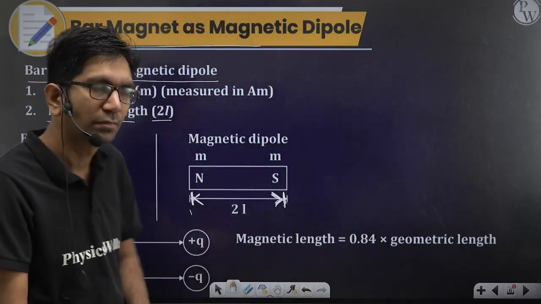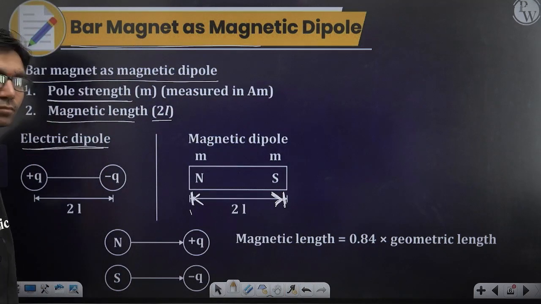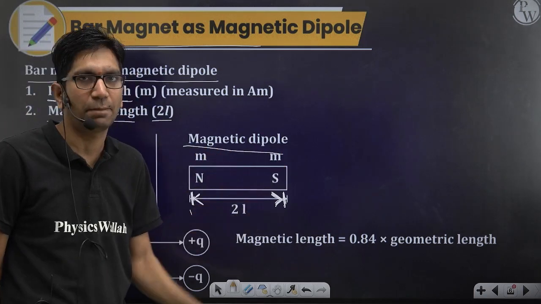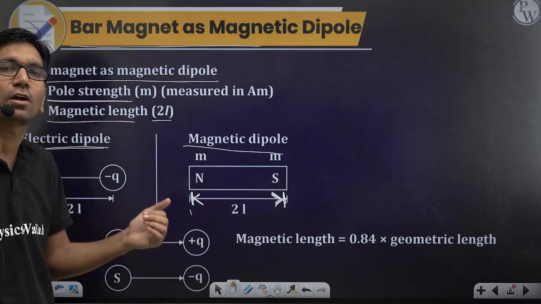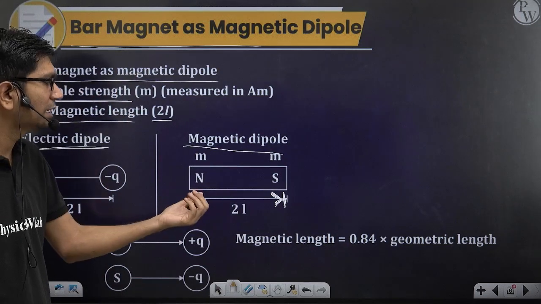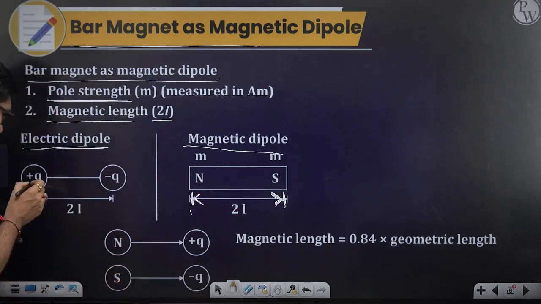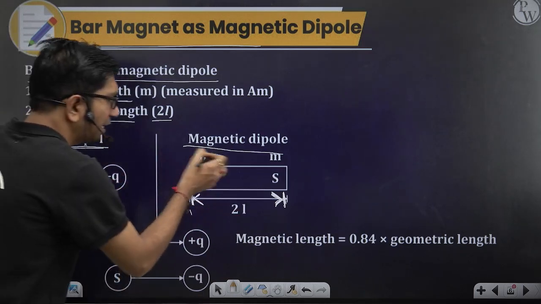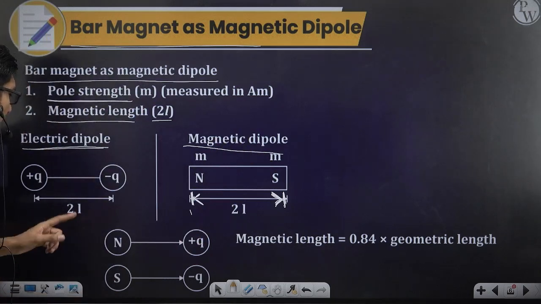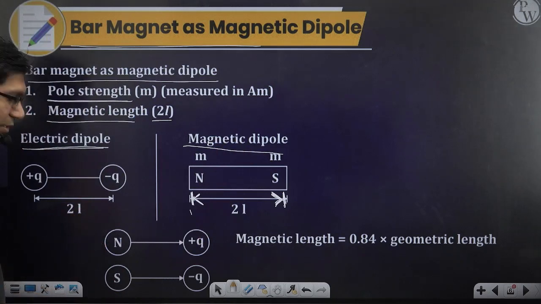Am I right? Correct. So now see here, beta, this is the electric dipole and this is the magnetic dipole. A dipole is nothing but two equal but opposite charges, no? So they are called an electric dipole. Here in the magnetic dipole we have north and south poles. Here we take the charges, there we take the pole strength, beta. Remember all these things. The distance between these two charges is 2L only.